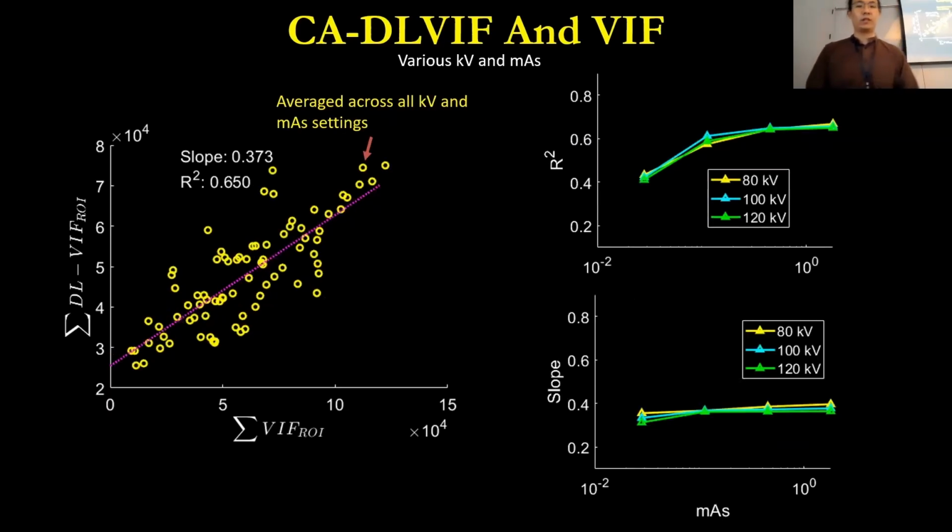Again, we can see similar results for different scanning KV and MAS. On the left, the x-axis is again the sum of VF within RIs, and the y-axis is the sum of DLVF in corresponding RIs. Again, they show decent correlation. For the R-square and the slope with different MAS and KV settings, we can see that the DLVF still holds reasonably well under different scanning protocols.